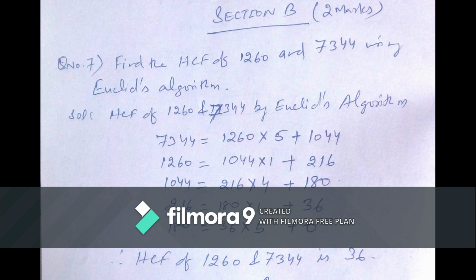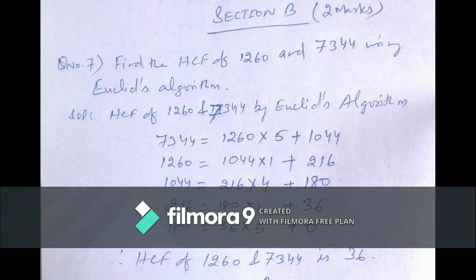So today we have come with questions of section B. Section A I have already uploaded in my previous video. For section B, 2 marks questions, the same board examination question paper for 10th standard, we are going to solve once again here. So question number 7 is what? Find the HCF of 1260 and 7344 using Euclid's algorithm.